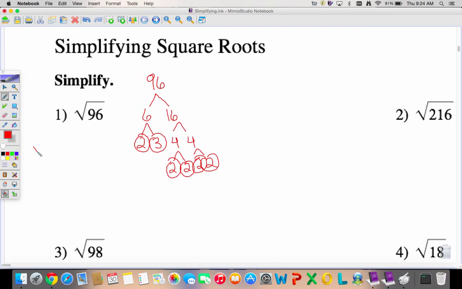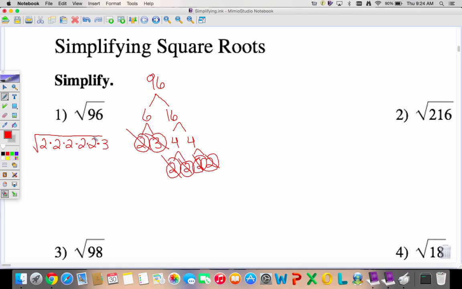What I'm going to do next is draw that little square root, and I'm going to write down all of my prime numbers inside the square root. So I have 5 2's that I'm going to write: 2 times 2 times 2 times 2 times 2. Let me cross those off because I know I'm done with all those 2's. And then I have 1 3, so times 3.